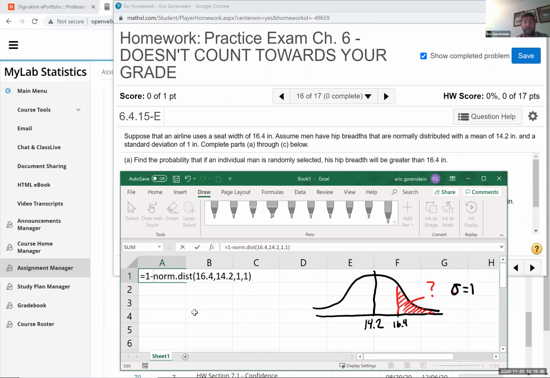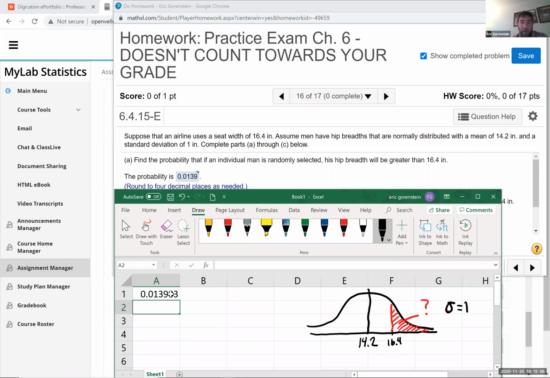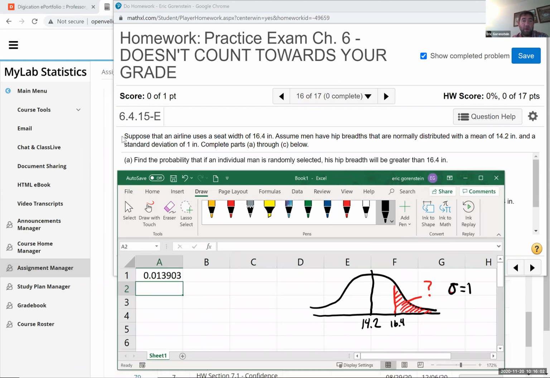All right, so we're sticking with x values because we're given x values. And yeah, looks like we're good. 0.0139. Even though this is a 6.4 problem, part A was like a problem from 6.2. But keep in mind, this is talking about the probability of one individual person.